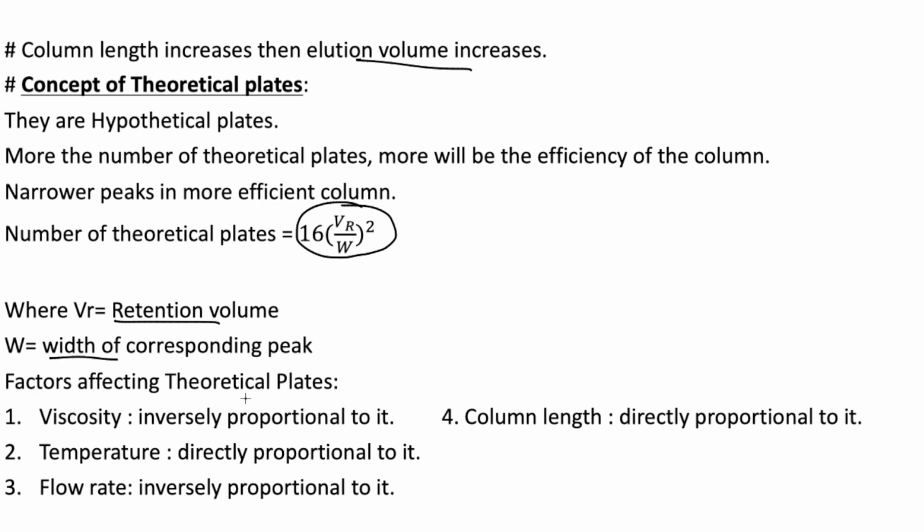Now the factors that affect theoretical plates are viscosity, which is inversely proportional to the number of theoretical plates. Then temperature, directly proportional to it. Flow rate, inversely proportional to it, and the last is column length, which is also directly proportional.